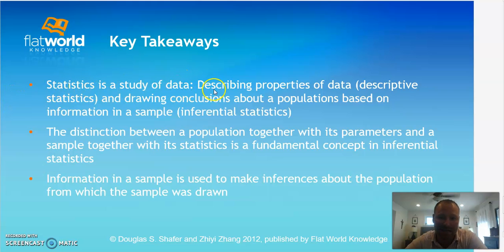Statistics is a study of data, describing properties of data and drawing conclusions about populations based on information in a sample. The distinction between a population together with its parameters and a sample together with its statistics is a fundamental concept in inferential statistics. Information in a sample is used to make inferences about the population from which the sample was drawn. And that's basically what statistics is used for: to look at a sample of data and then make some inferences about the population so that we can better understand how things are functioning.